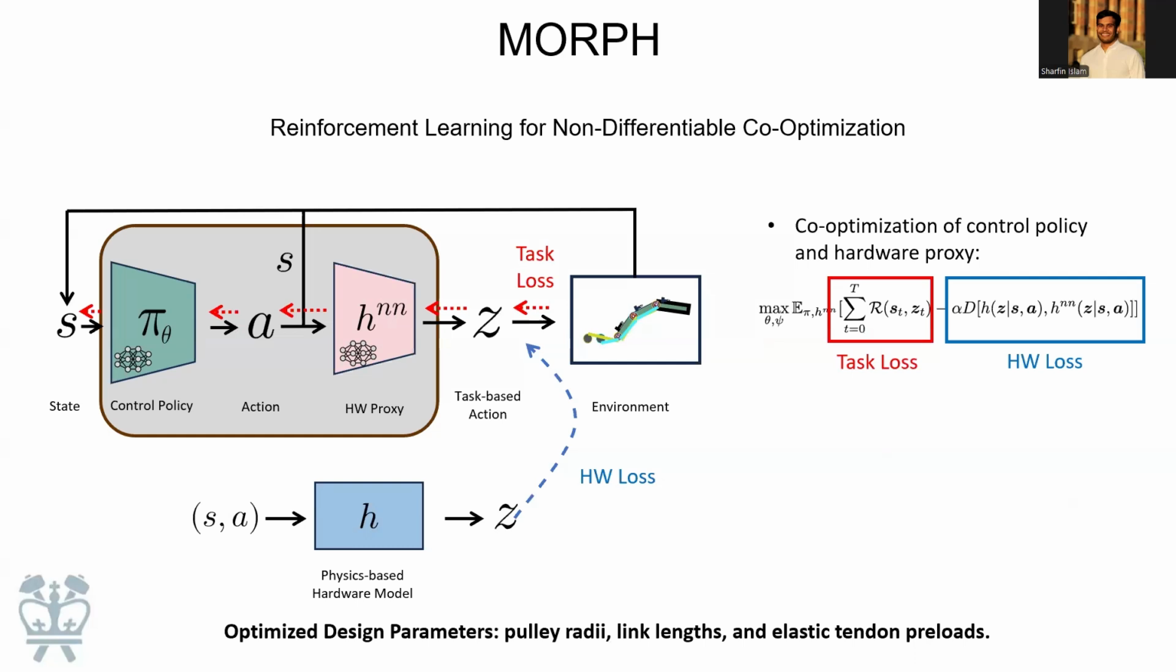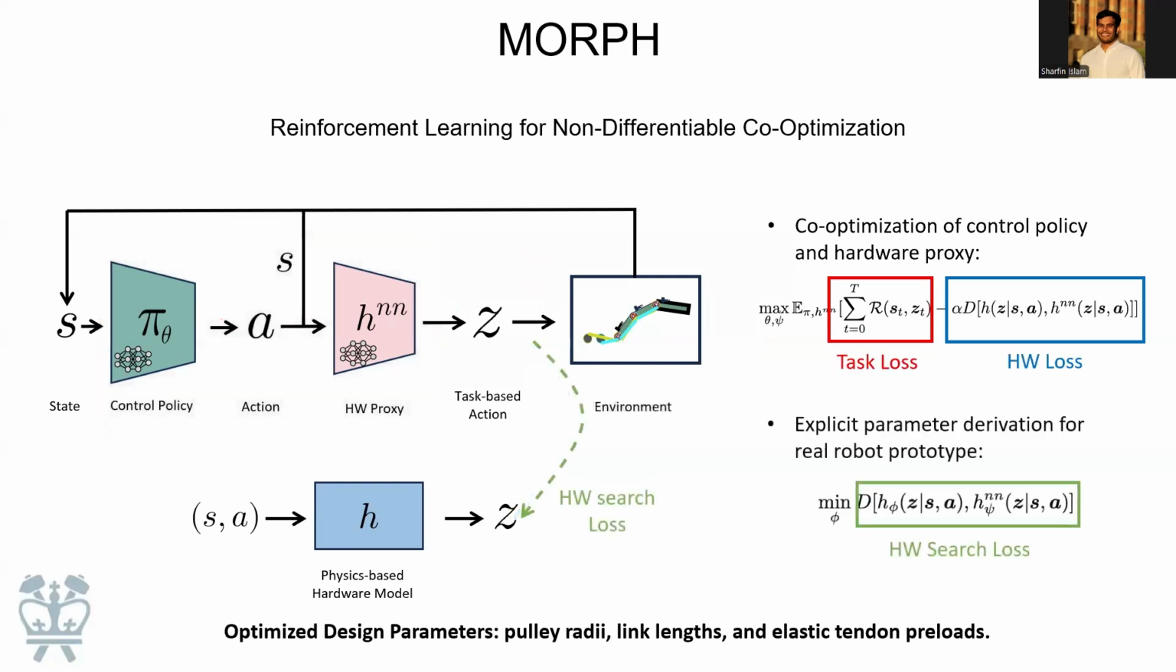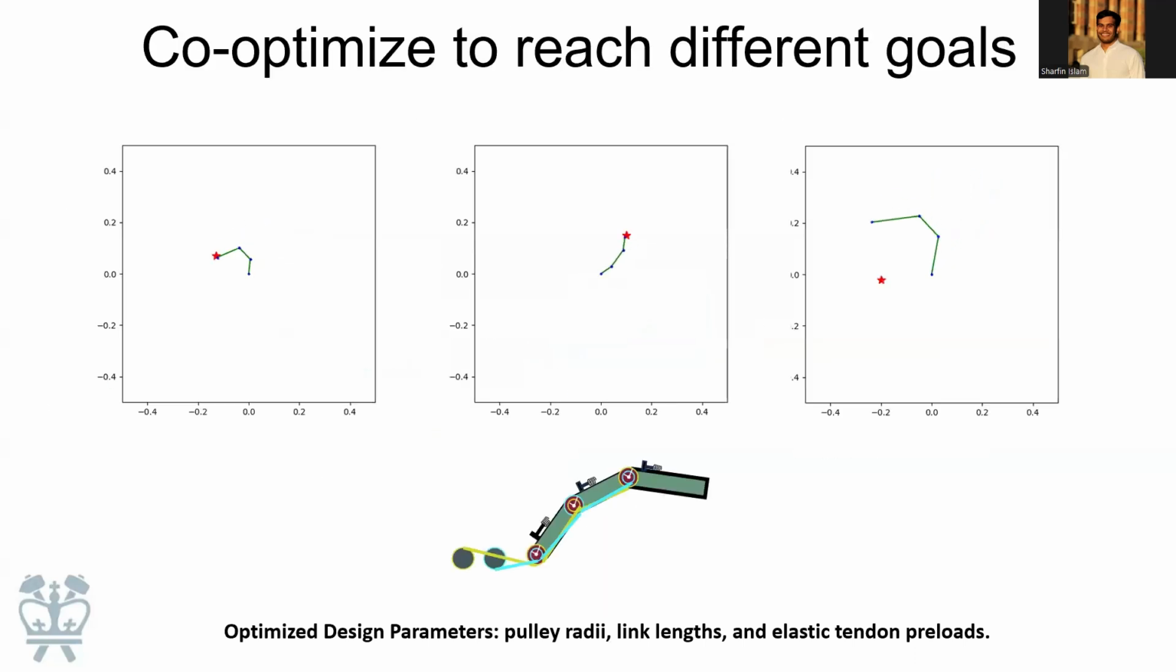Using the updated hardware neural network, we search for design parameters that match the physics-based model to the neural network proxy. With this framework, we can co-optimize the pulley radii, link lengths, and elastic tendon preloads for a three-link multiplexer design using our transmission.